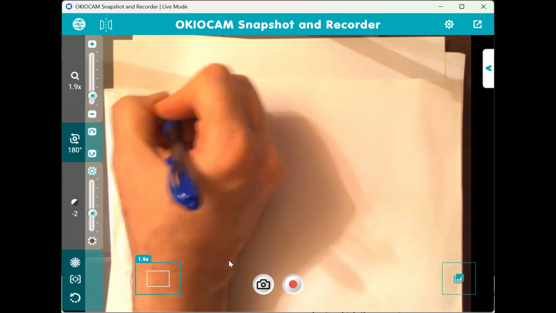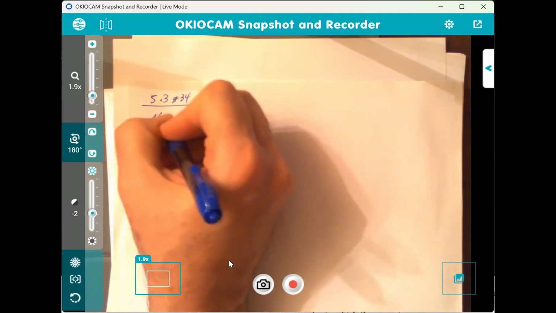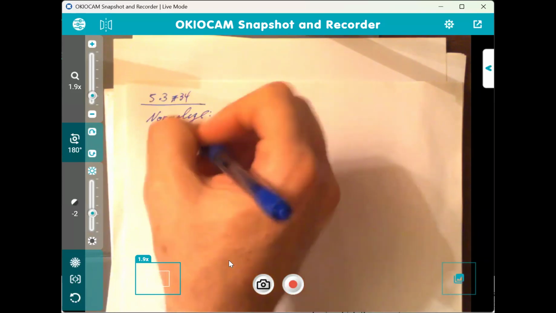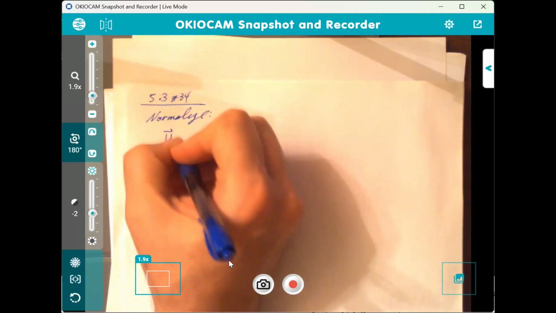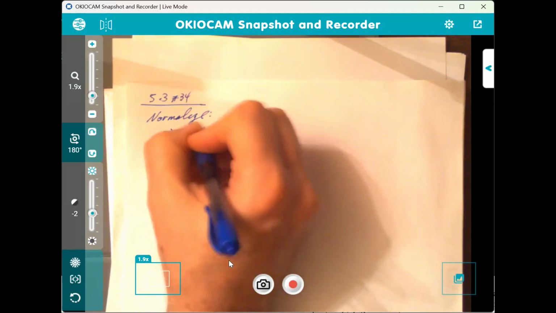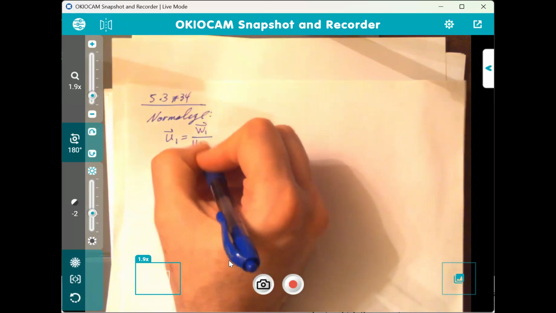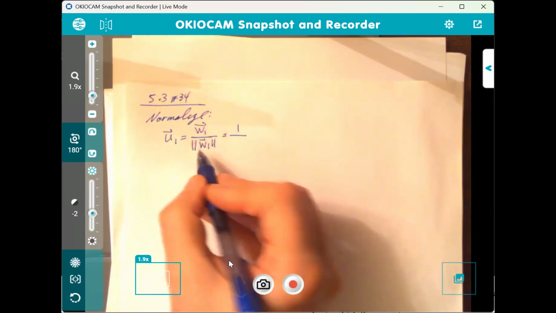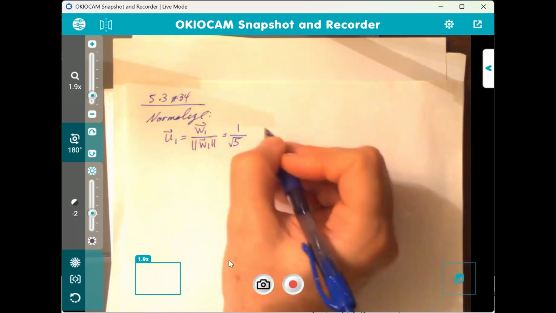This is again 5.3, number 34, and we're going to now normalize. Now to normalize, that means we're going to turn each of those vectors in B prime into unit vectors, right? So the first unit vector is going to be the first vector in B prime divided by its magnitude. And that'll give you a unit vector in the direction of W1. So it's going to be 1 over the magnitude of W1. Remember, W1 was 5. Magnitude of it is going to be square root of 5.